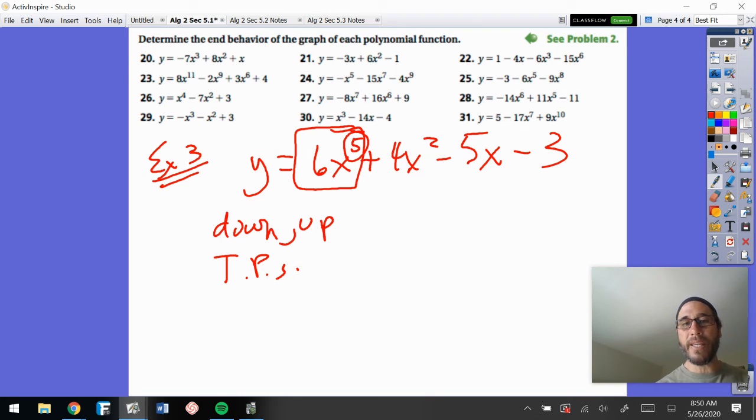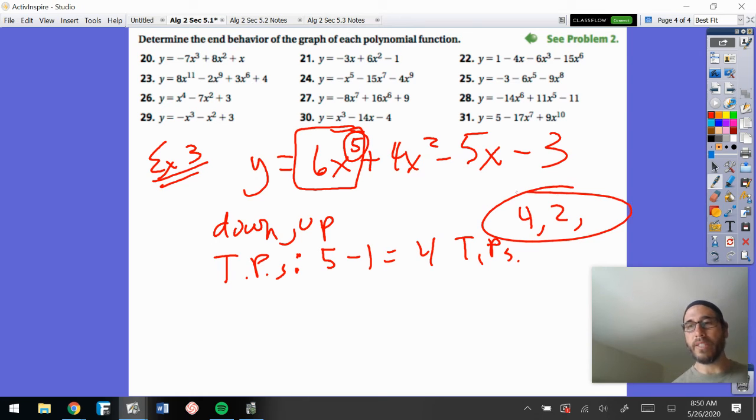There is not. TPs are 5 minus 1 equals 4. So you could have 4 turning points. Now remember, it means you could have 4, you could have 2 turning points, or 0 turning points, which is impossible. Okay? So there we go. Or I guess it could have 0. It would be a linear equation. So it could be 0.